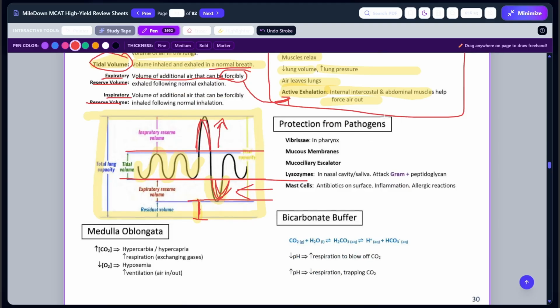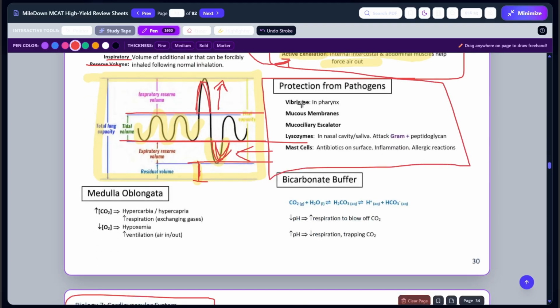Okay, so then there's also protection from pathogens. You have vibrissae in your pharynx, mucous membranes, the mucociliary escalator, and lysozymes in your nasal secretions and saliva, and they attack gram-positive peptidoglycan. So bacteria, and then mast cells, which have antibodies on the surface for inflammation and allergic reactions. Mast cells, as you learn later, are part of your immune system, and they're protecting you, right?